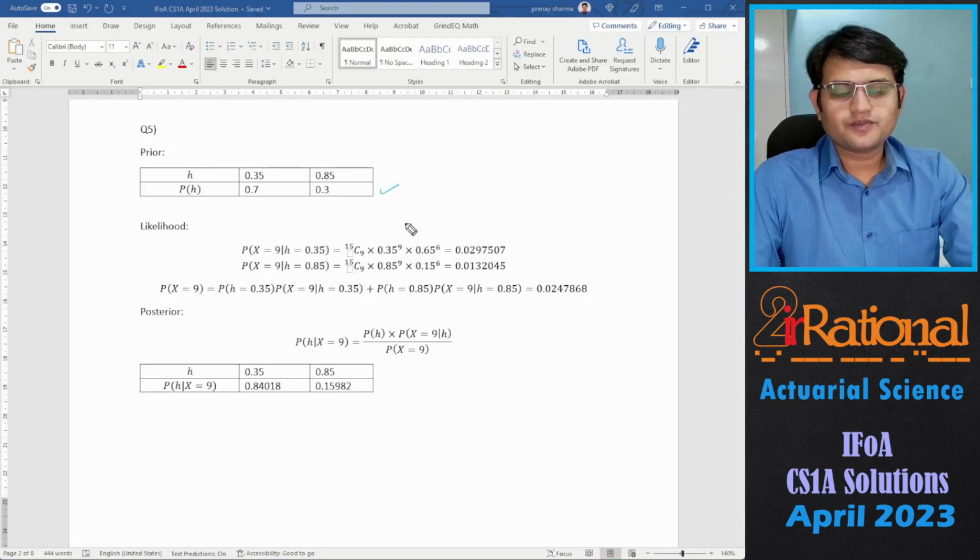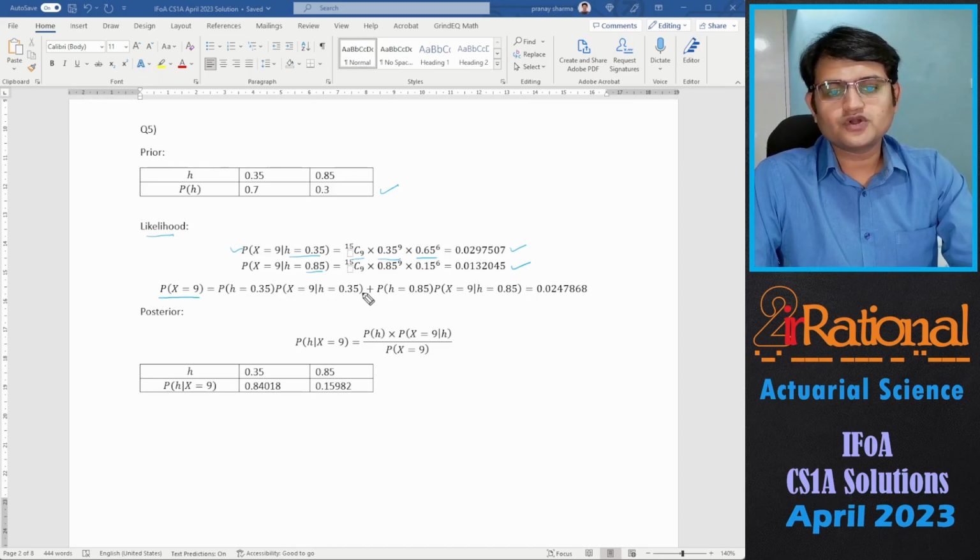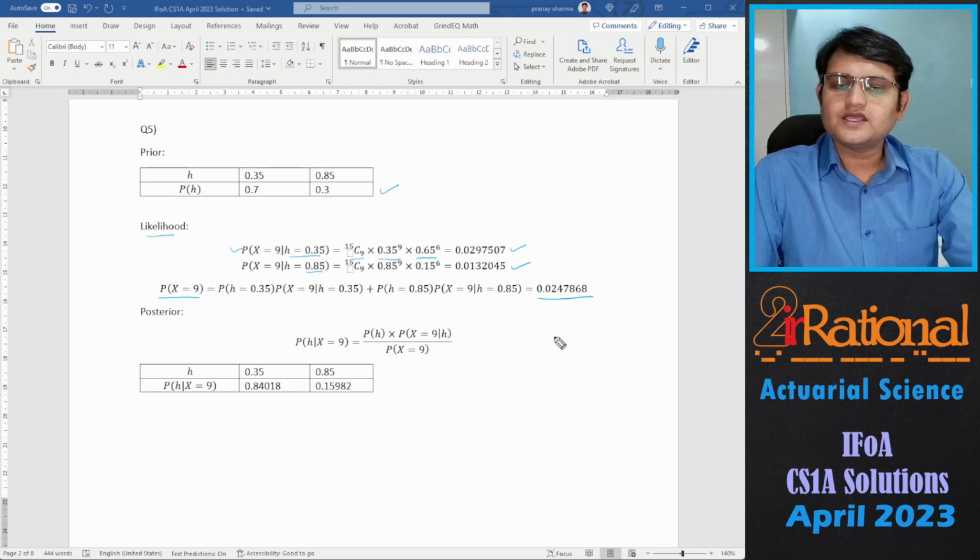So here is our prior distribution given. We'll calculate the likelihood. We'll say probability x equal to 9 given h is 0.35. Because it's a binomial distribution, I'll have nCx theta raised to x into (1 minus theta) raised to n minus x. The same thing I'll do for h being 0.85. We get these values and we'll calculate the probability that x will be equal to 9 irrespective of whatever the h value is. So by using law of total probability, this is the value that we get.